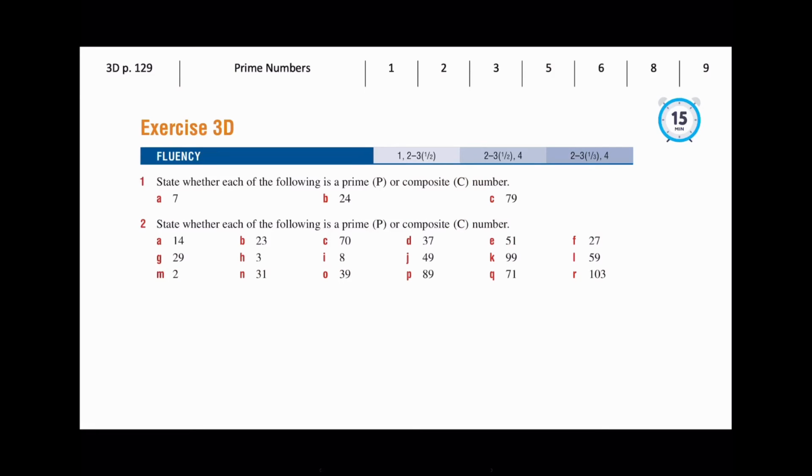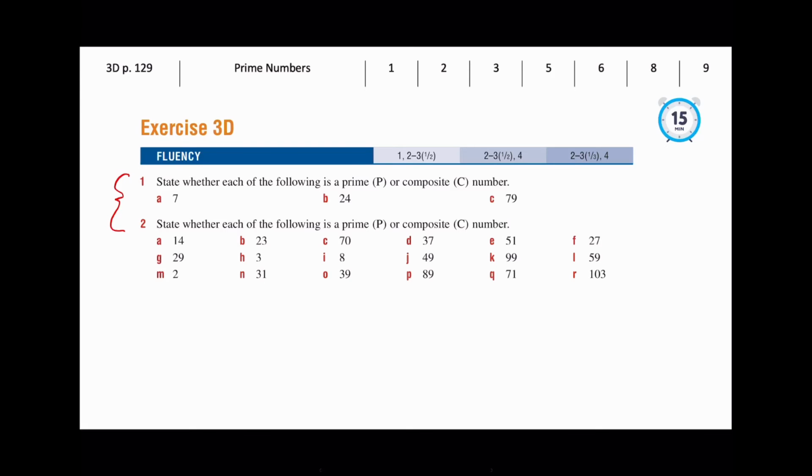What I'd like you to do now is answer these questions over here. So answer questions 1 and 2 first. And you do need to answer every question, so please do not skip any questions. It should take you around 15 minutes or so. All you're doing for these 2 questions is stating whether they're considered to be a prime number or composite number.